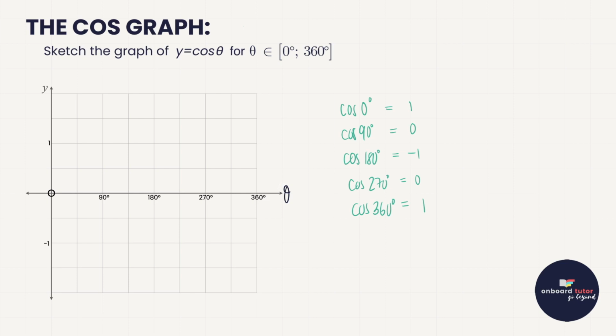Okay, so point by point, cos of 0 on the calculator gives me 1, cos of 90, cos of 180, 270, and 360. So there we have it. This is going to be the parent graph of the cos function. And I'll start to show you in our next video what happens when we transform this graph.